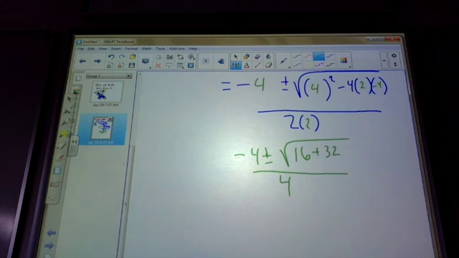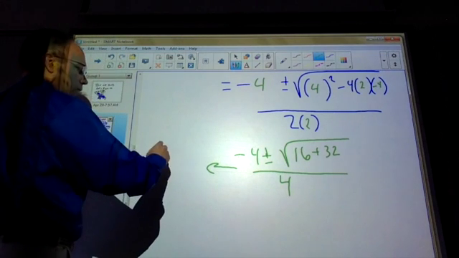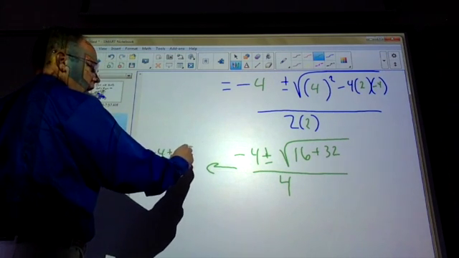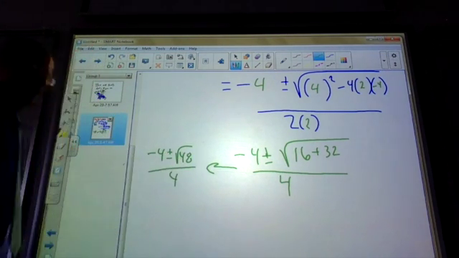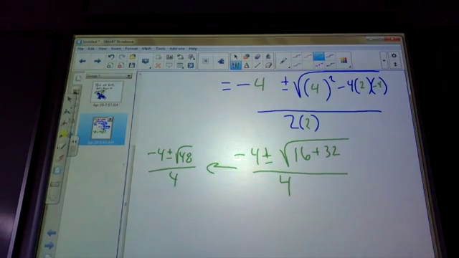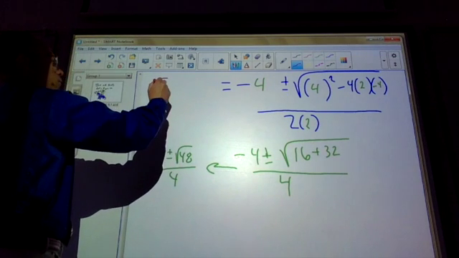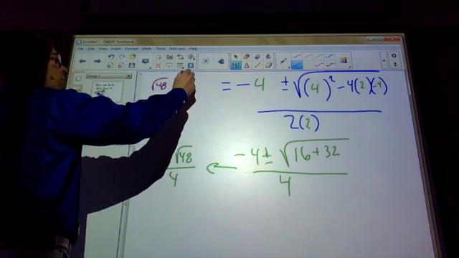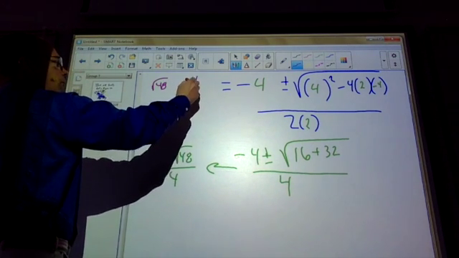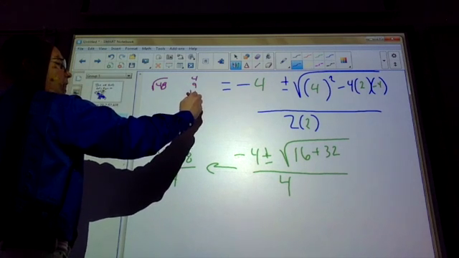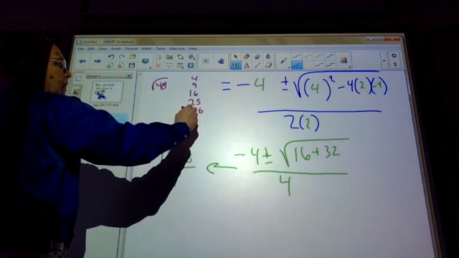Yeah. So let's add 16 and 32 together. I got negative 4 plus or minus the square root of 48, all over 4. Now we have to think: can I break the square root of 48 down? My perfect squares, I know I have 4, 9, 16, 25, 36, 49.